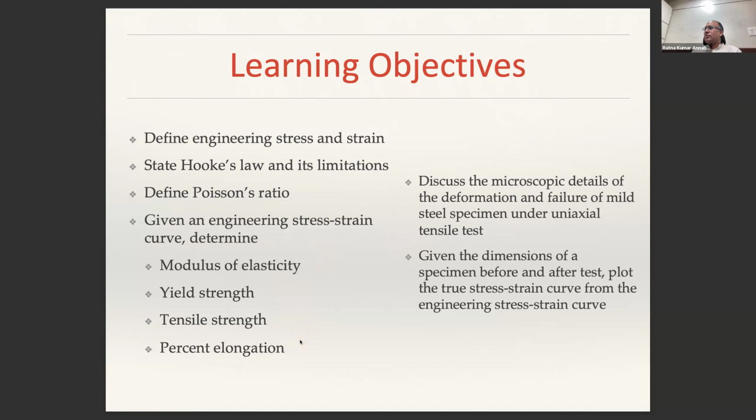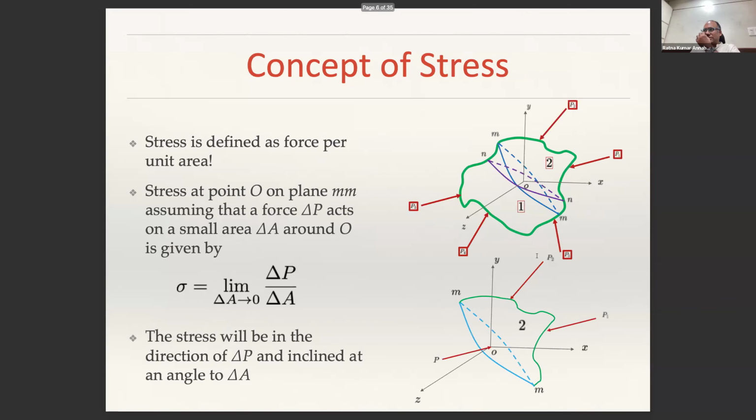And not only that, we will discuss the microscopic details of the deformation and the failure by using a model system such as mild steel under the uniaxial tension test. And another thing that we will try to learn is, if you are given the dimensions of a specimen before and after the test, we should be able to plot the true stress strain curve from the engineering stress strain curve. So we will discuss these things in this class.